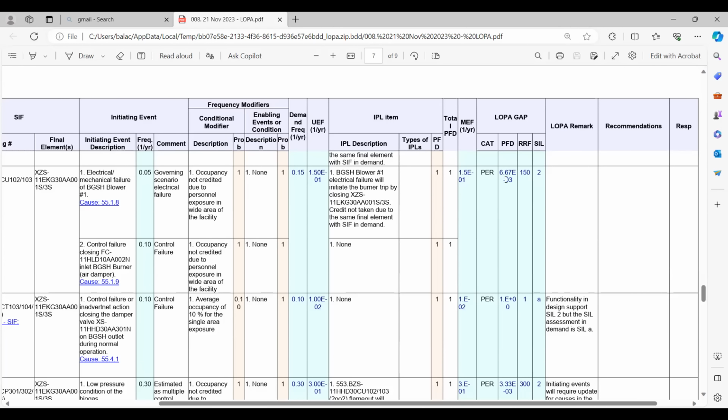You can see here the PFD 6.67E-3, with some calculation, and this is what we got. Then we need to come up with the RRF. RRF is nothing but the inverse of the PFD. So here we got the RRF of 150. If you remember the tabulation sheet, 150 means SIL 2. You got it, friends? Very good, right?